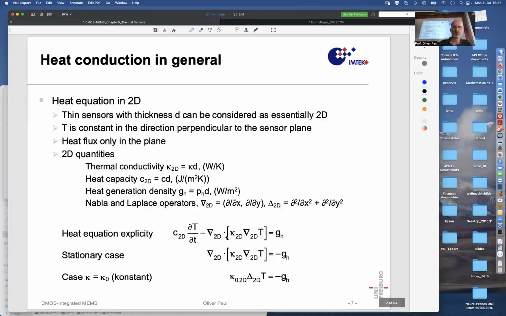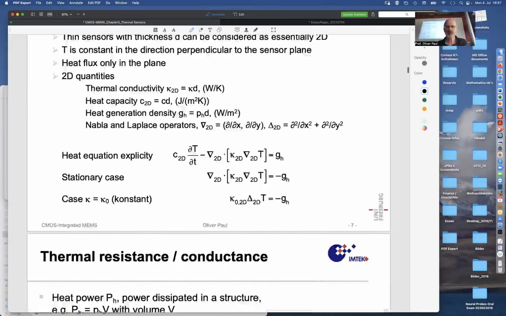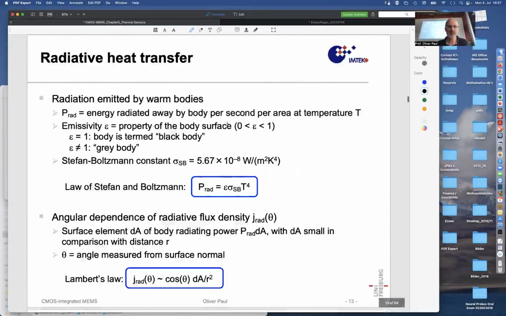If we have two dimensions, then things get a little bit easier, but not fundamentally simpler. Why should we consider two-dimensional structures? Because, and I can just guess.